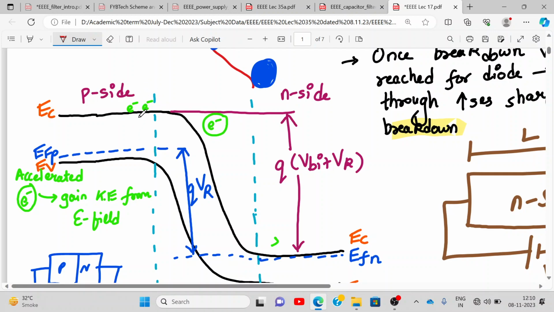Now, these electrons which are there on the P side are minority carriers. What I told you, this W also will keep on increasing, right? Why does W increase as the reverse voltage increases? Because more and more carriers will be pulled out, right?